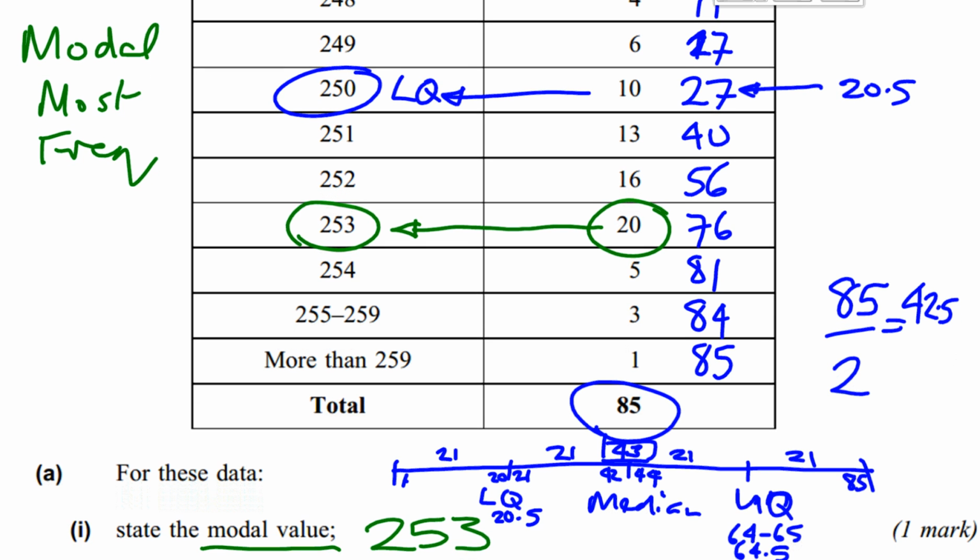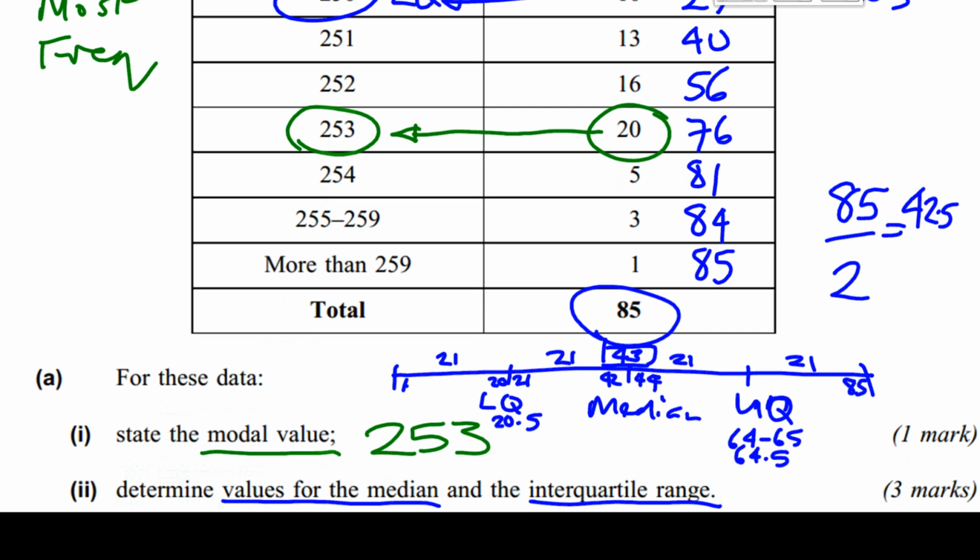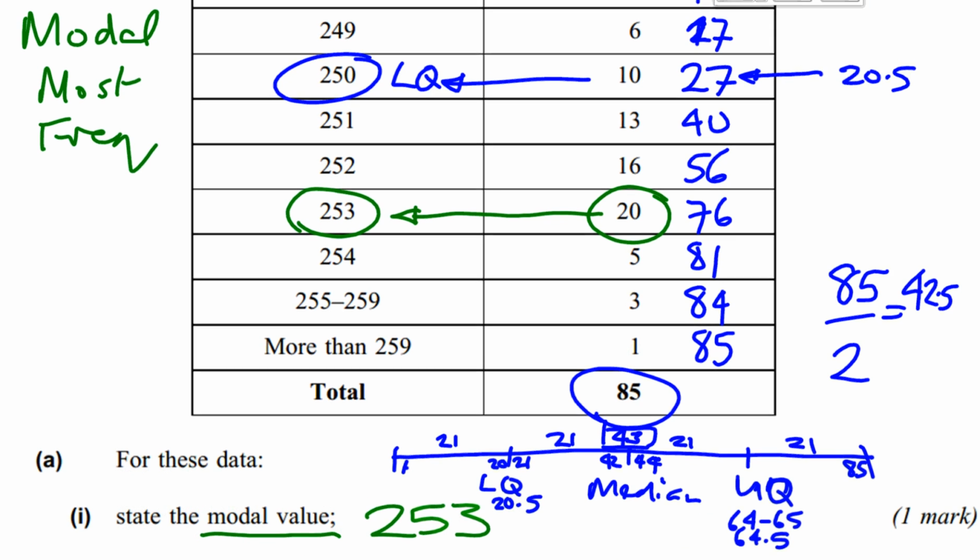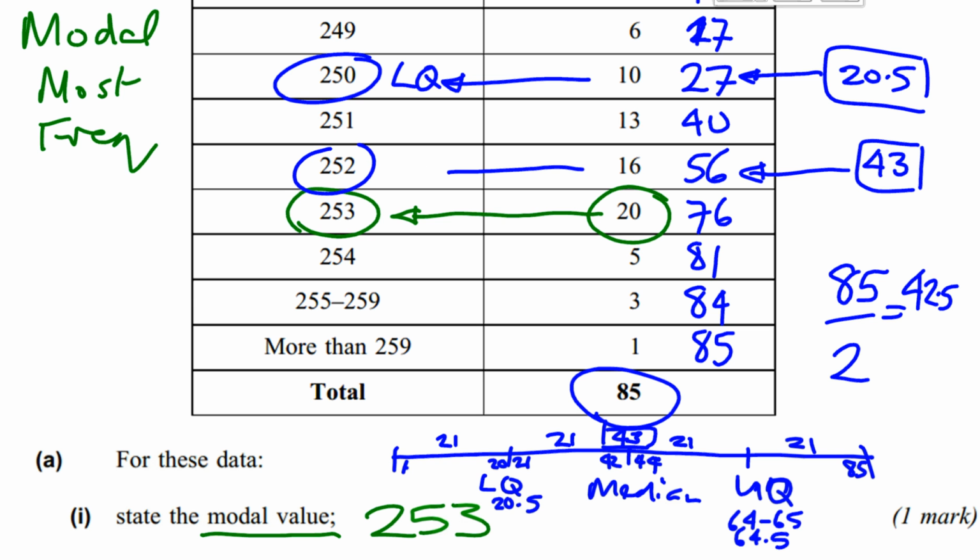Upper quartile, median, let's look for the median next. Our median is the 43rd. So the 43rd is going to fall in this range. That's our 43rd. Oops, some things are moving themselves. There we go. So that falls within this range, and that's where the median is going to be. The median is there, 252.